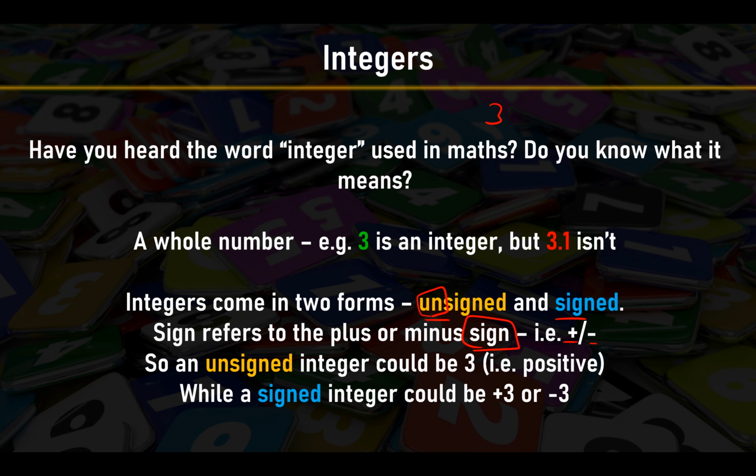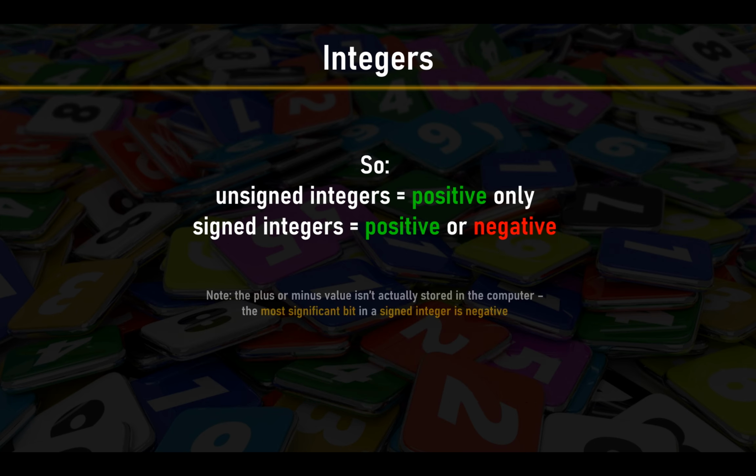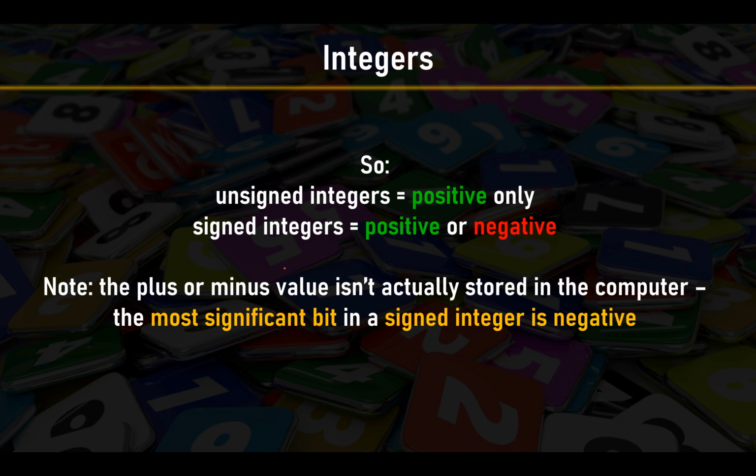Well, signed, if we do specify a sign, then we say either +3 or -3. Therefore, of course, it can be both, positive or negative. However, the thing to note is that the computer is not actually storing the plus sign. The computer is not storing the minus sign. The way this is actually represented, and we'll see this in a future lesson, not this video, is we say the most significant bit in a signed integer is negative.